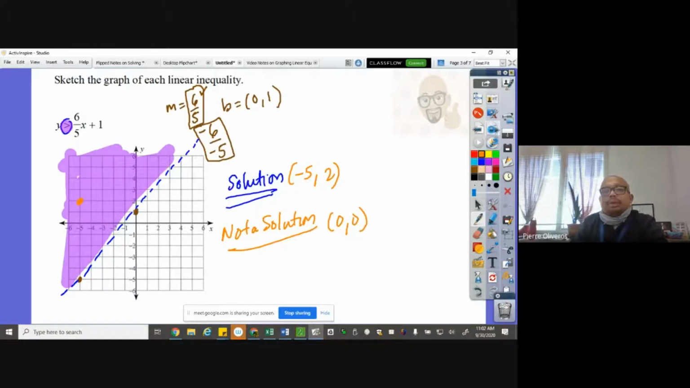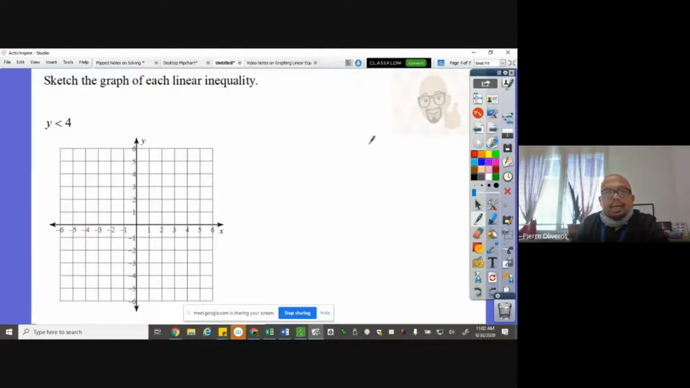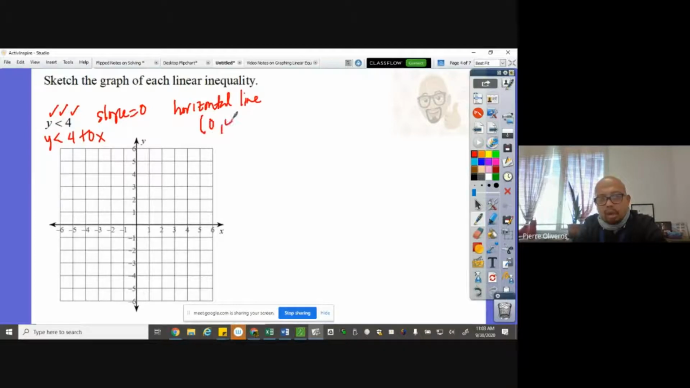Okay, moving on. So y is less than 4. This time, the y is by itself still, and it's less than 4. That means the slope here is 0, or there's an invisible 0x there. Okay, and if it's y less than 4, again, we're going to graph it the same way as we did before. This is just a horizontal line that crosses the y-intercept 0, comma 4.